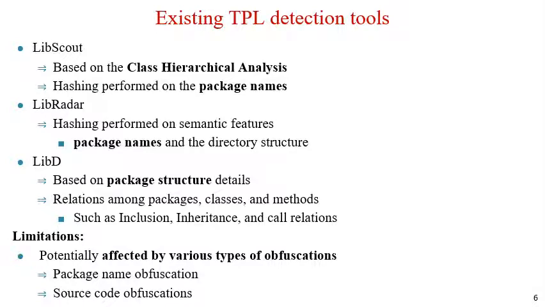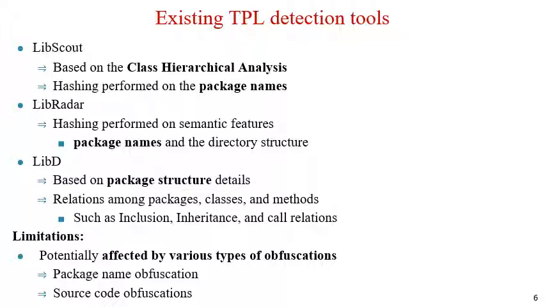So then how does it perform better than the existing third-party library detection tools? There do exist many, right? We have LibScout, we have LibRadar, we have LibD, and many more. But if we see their characteristics, for instance LibScout, it is based on class hierarchical analysis and it performs hashing. It basically generates hash signatures, and on the basis of that, it detects the similarity. But it uses the package names to generate those hash signatures.